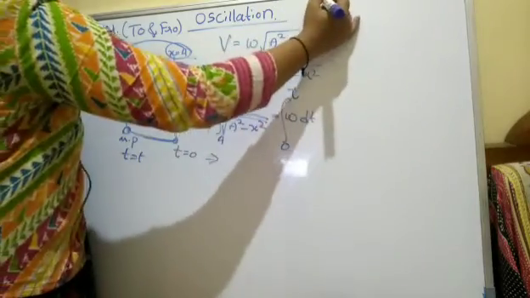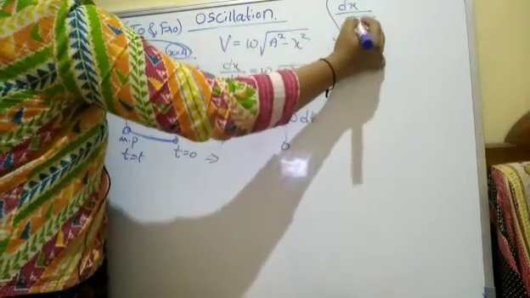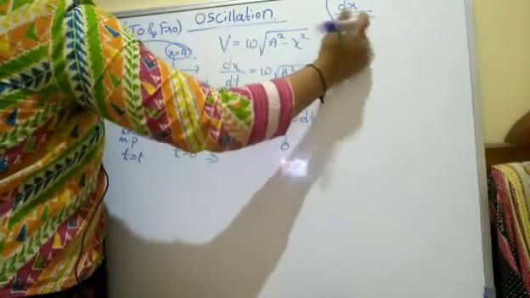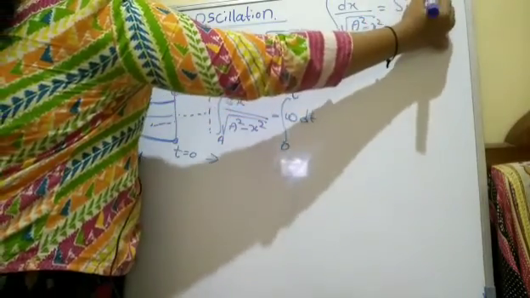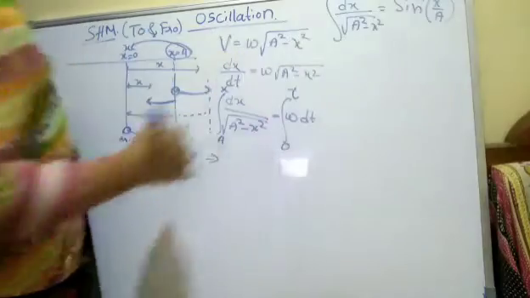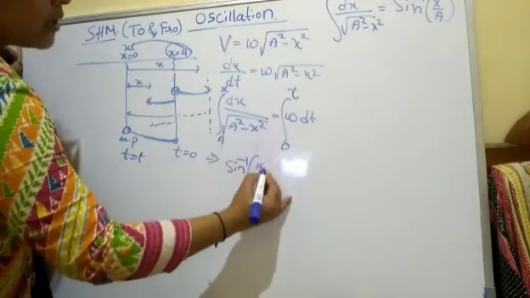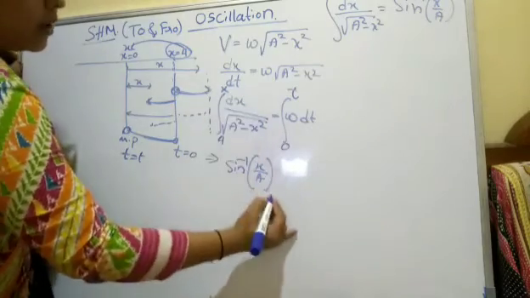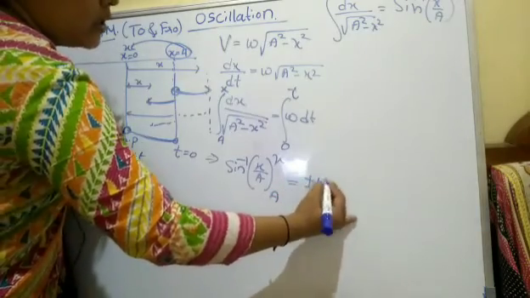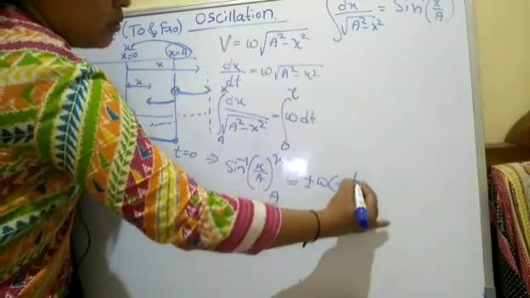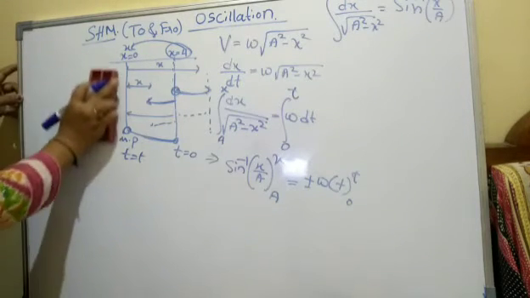This equation I have written: integration of dx divided by root of a square minus x square. I have written here sine inverse of x by a. Directly you can write it here. So sine inverse of x by a, what is the limit here? A to x is equal to plus or minus omega t, 0 to t it is. Right?